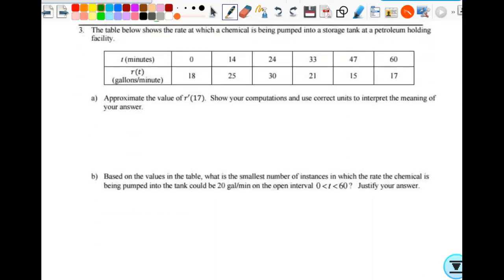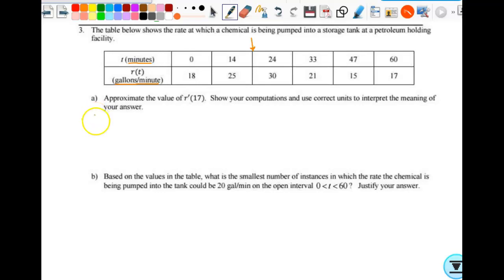All right, so let's look at this one. The table below shows the rate at which a chemical is being pumped into a storage tank at a petroleum holding facility. Okay, so definitely a real-world application problem here. We have T in minutes, and we have a rate in gallons per minute. So it's not just time and amount, it's a rate and time, which really doesn't change what we do, but it does change a couple of things you have to say, so we have to be careful. We're going to approximate the value of r prime of 17. We can totally do that if I can figure out where 17 goes. It goes right here.